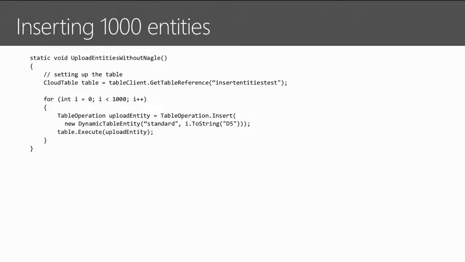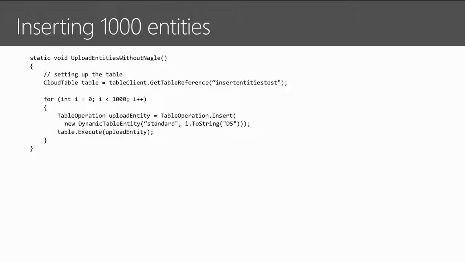All right, I told you we were going to make something 99% faster, so here we go. Inserting 1,000 entities. I've got a lot of data. Maybe I'm moving it from SQL or a CSV or who knows what, and I want to move it into table storage. So this is our first try. I'm just inserting entities here with one partition key of standard and a row key of just a counter. Just as an example here.